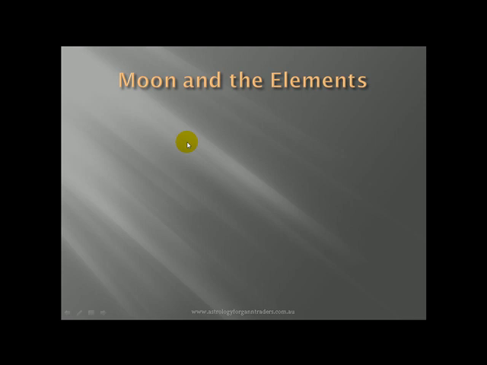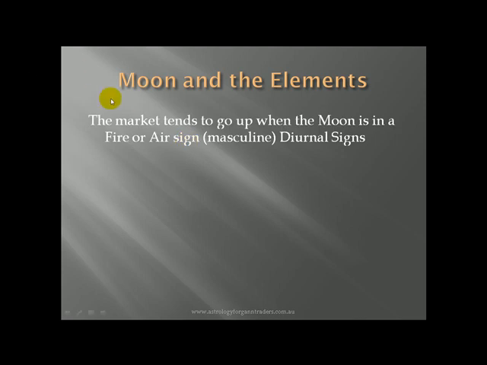Let's have a look at another really important thing about the moon and any planet. We know this is elements. We've spoken about this in the beginner's course. The market tends to go up when the moon is in either a fire or an air sign. Remember from the beginner's course, they're known as masculine, or diurnal, signs. Diurnal means of the sun, so it's more sun energy, a masculine energy, and they are Aries, Gemini, Leo, Libra, Sagittarius, and Aquarius. They're known as the masculine signs or diurnal signs.